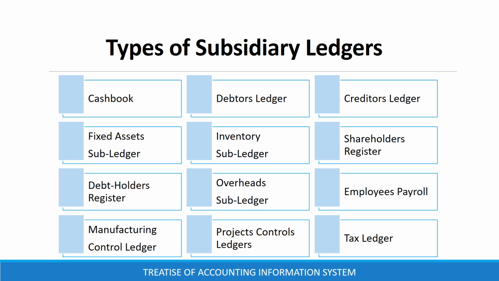The various types of subsidiary ledgers are cash book, debtors ledger, creditors ledger, fixed asset ledger, inventory subledger, shareholders register, debt holders register, overheads ledger, employees payroll, manufacturing control ledger, project controls ledger, and tax ledger. We are going to cover each of these subsidiary ledgers in details in separate videos.